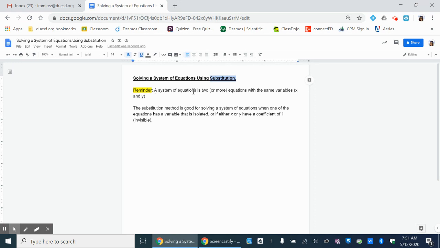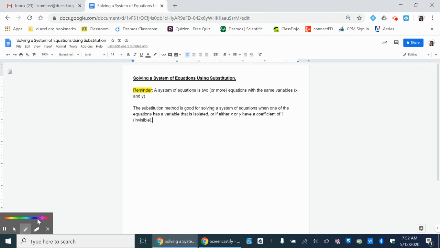So quick reminder, a system of equations is two or more equations with the same variables. At least for the purpose of 8th grade and probably Algebra 1, our common variables are going to be x and y. The substitution method is good for solving a system of equations when one of the equations has a variable that is isolated, or if either x or y has a coefficient of 1, and most of the time that 1 is going to be invisible.